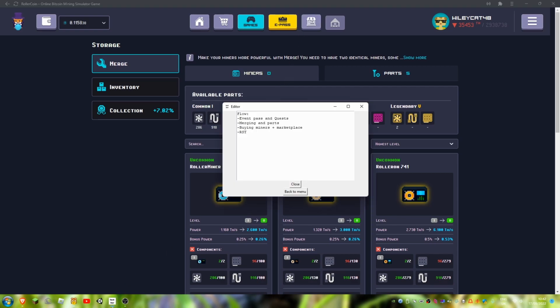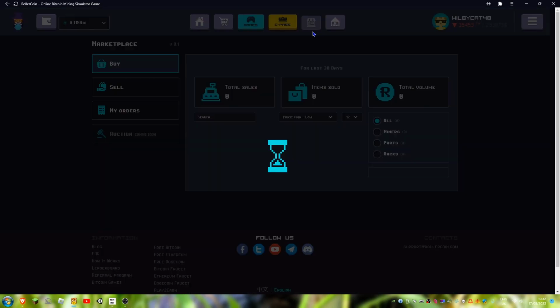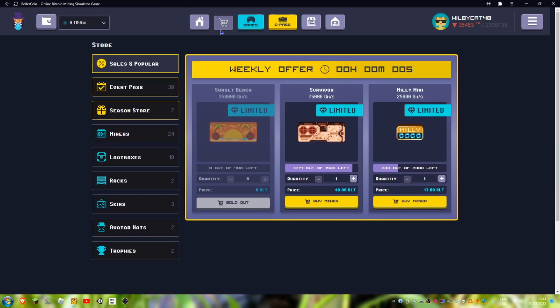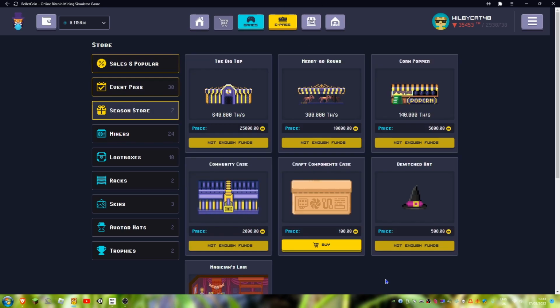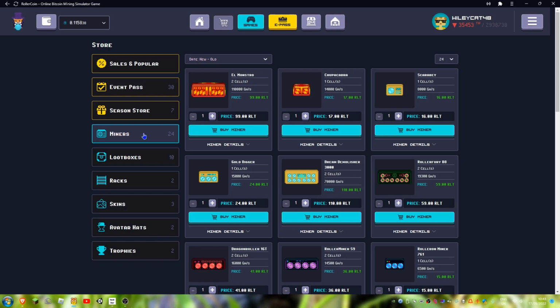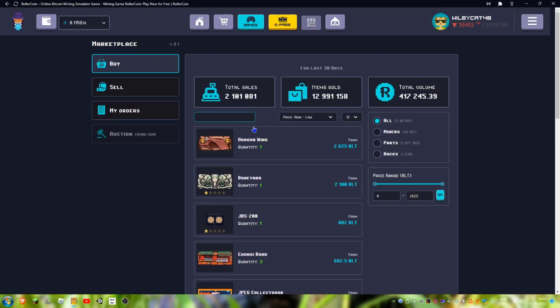The next thing would be buying miners and the marketplace. Essentially, if you're going to buy miners, 99% of the time do it via the marketplace. If there's a really good deal on a weekly offer or something, or you're getting it via the event pass or the season store, do it that way. But I would never just go onto the miner section and click buy miner, because the El Monstro is 99 RLT.